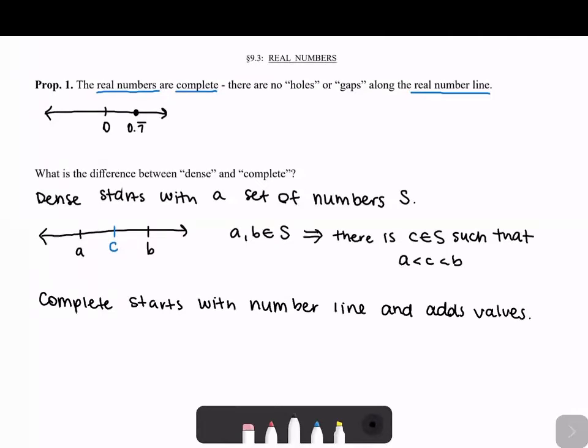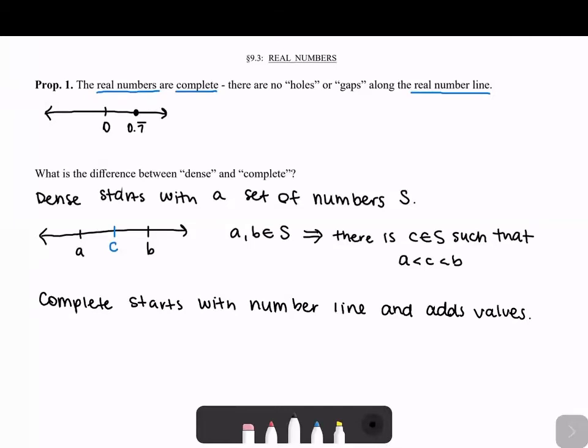So density says we have a set of numbers and they're ordered on the number line in this way. And if we zoom in, we can put a number in between any two, right? Where this C, you can think of this C as being placed here. We have this A and B that are already on the number line. We go into the set of numbers, we search for one that's between them, we find that number and we stick it right here on the number line.